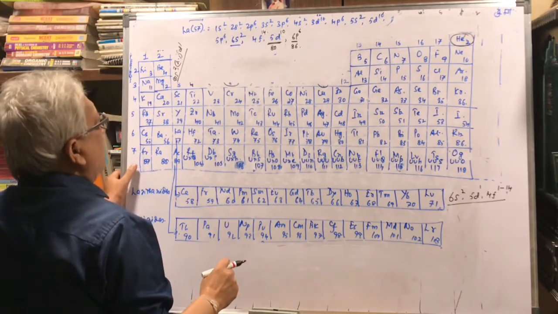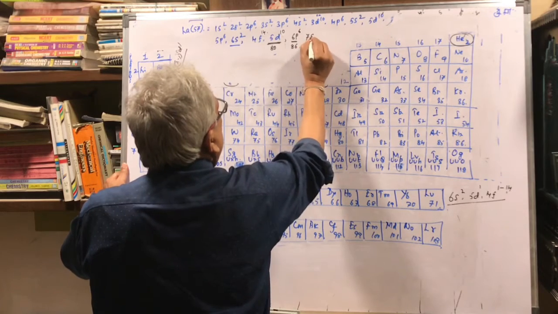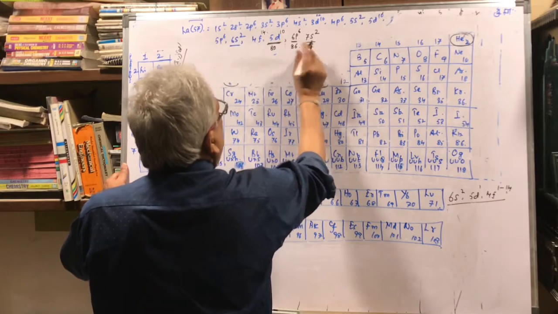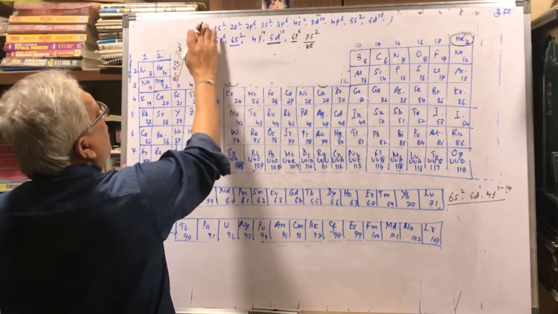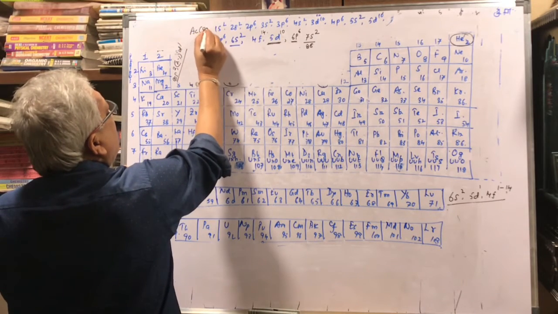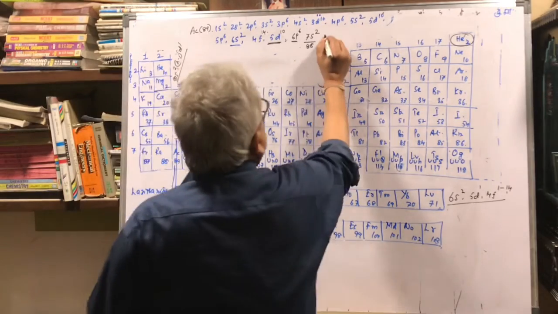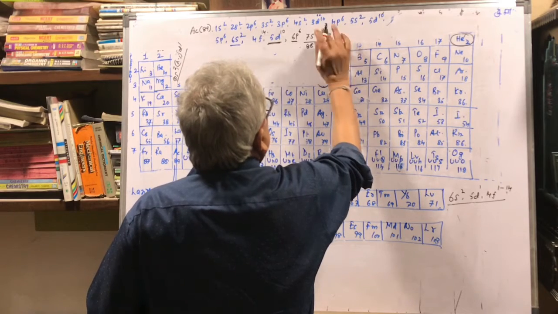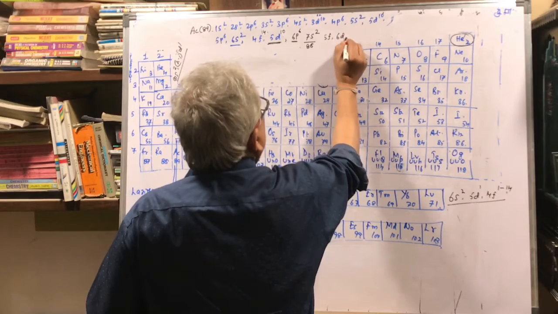Then after that 7s1, 7s2, that is 88. 88 is the configuration of which one? It is for radium. And then actinium, 89. After 7s, the orbital to be filled up is 5f, and after that 6d.